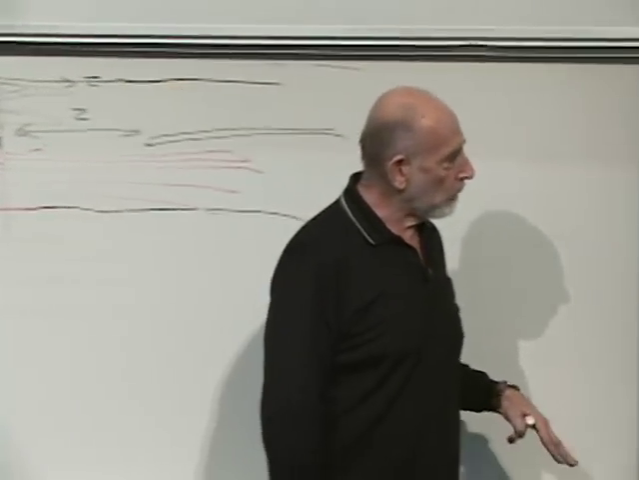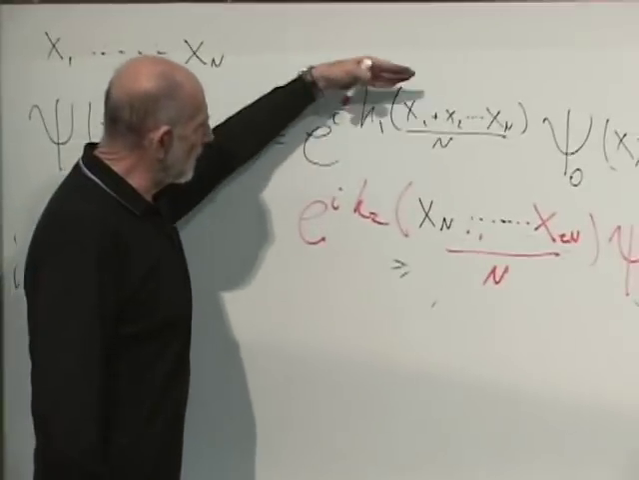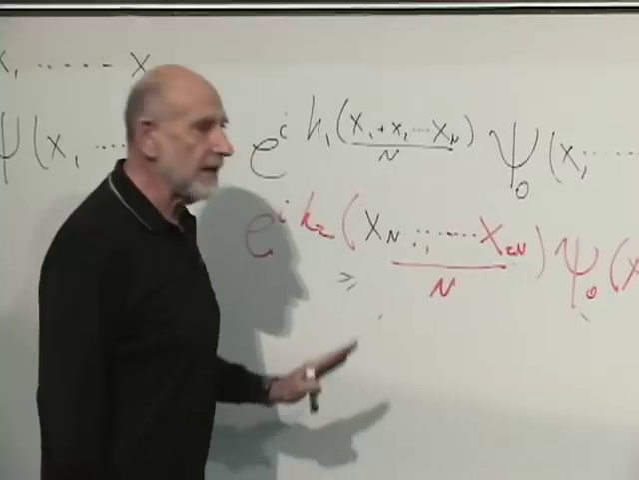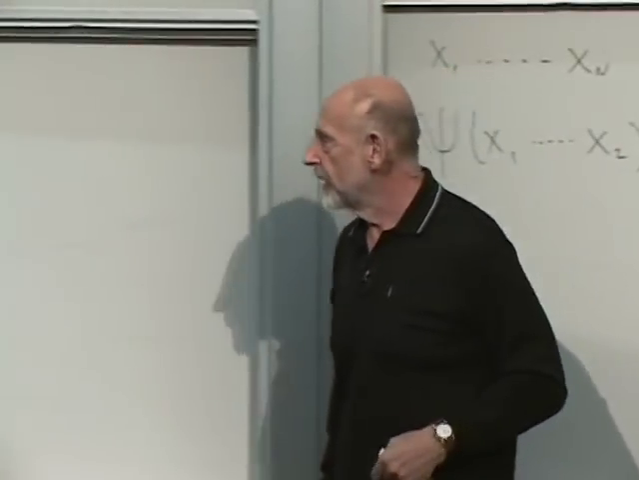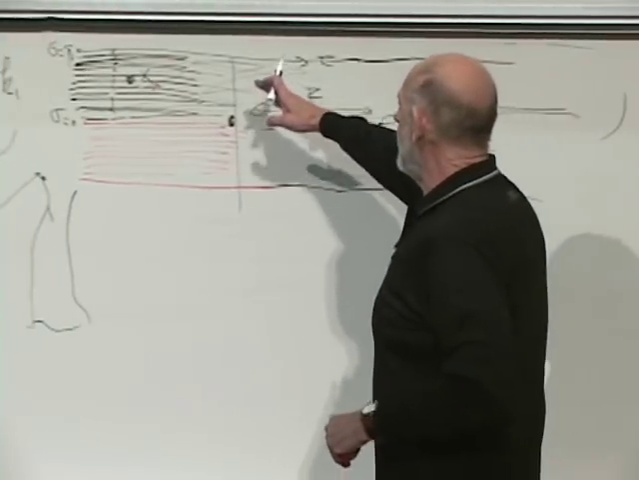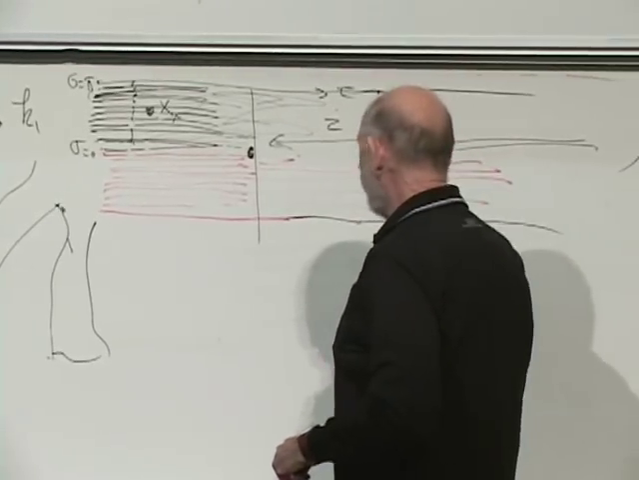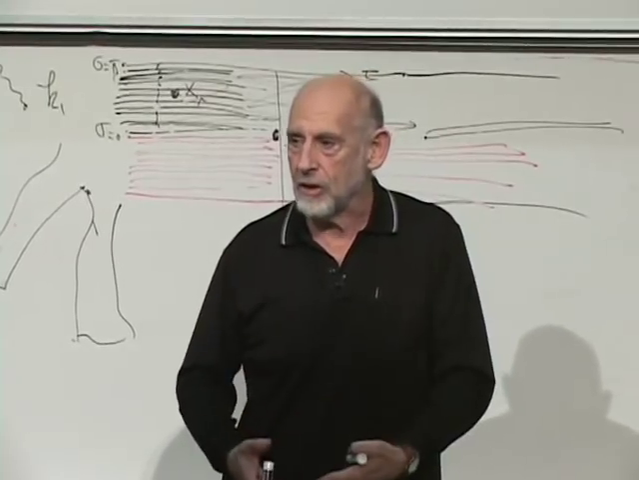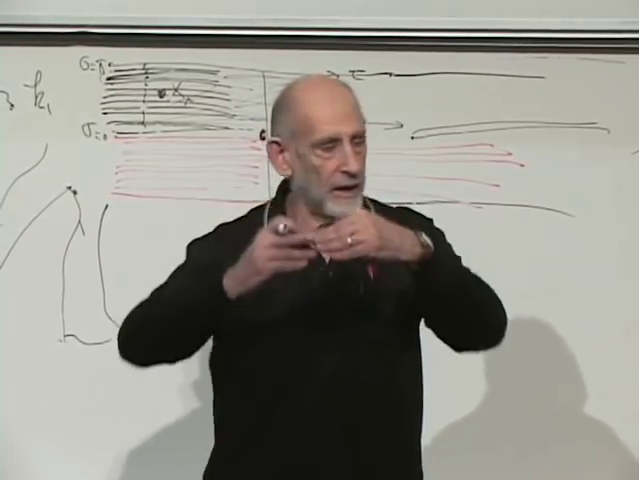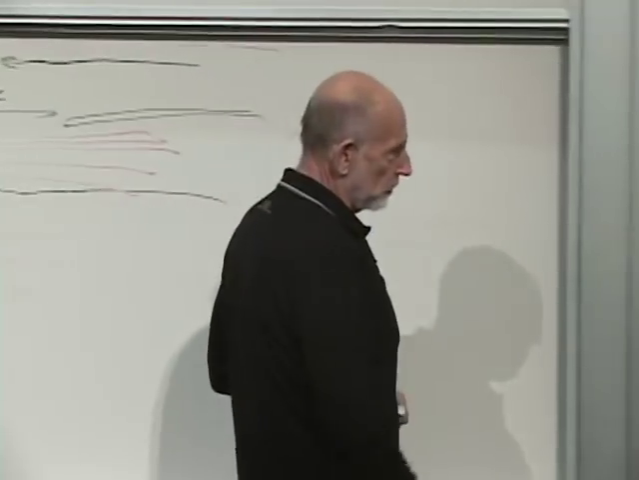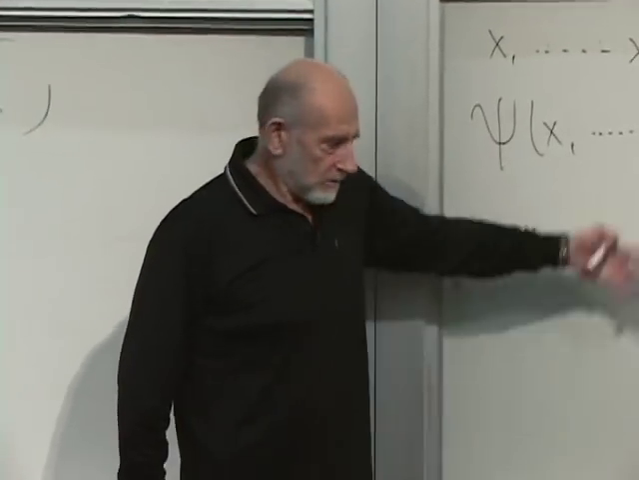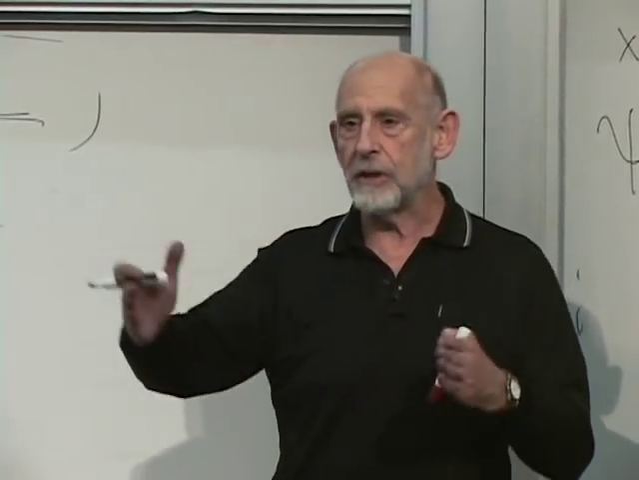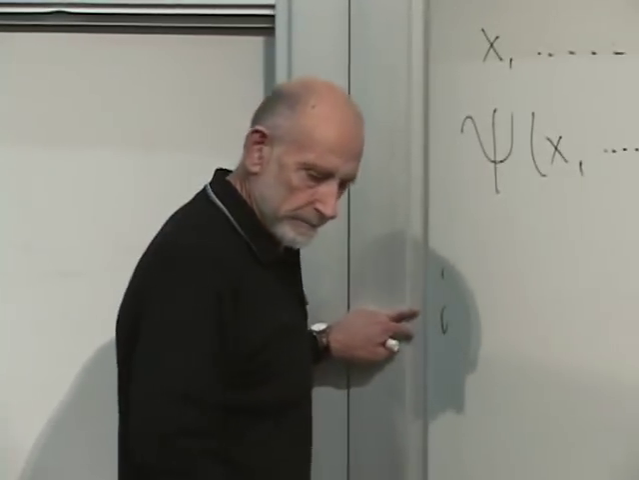Now we have a new starting point, which is a function of x1 through x2n. It's a state of that many particles. And what do we do with it? We have to evolve it using the Hamiltonian. Remember what a Hamiltonian is. A Hamiltonian is a thing which updates you from one instant to the next. So you take this initial state, a well-defined thing, and you propagate it forward in time using the Hamiltonian.